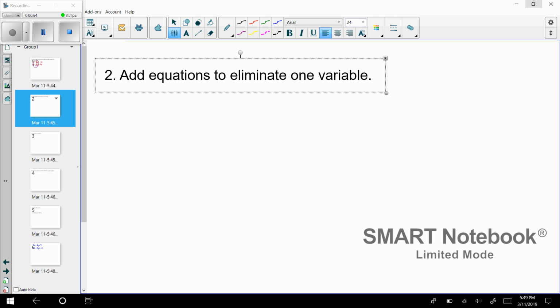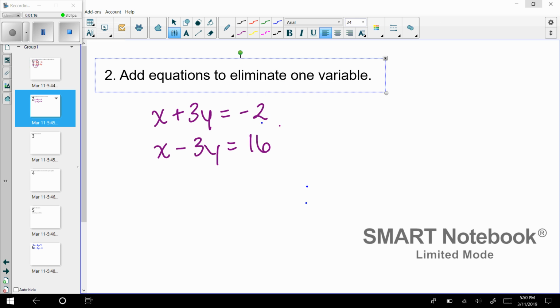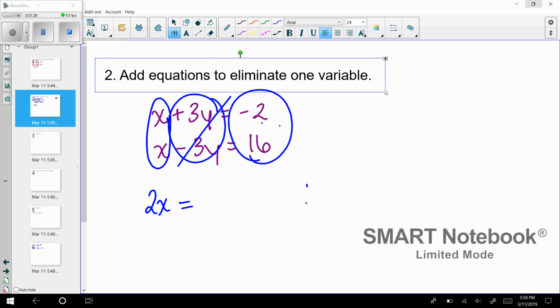So here I'm going to combine the equations to eliminate one variable. So I had x plus 3y equals -2, and x minus 3y equals 16. When I say combine them, I mean we're going to be combining the like terms so that we get a totally new equation, and one of those variables should now be eliminated. So if I combine my x's, I get 2x, +3y and -3y cancel each other out, so I'm left with equals 16 plus -2 is 14. So that's how I get there.